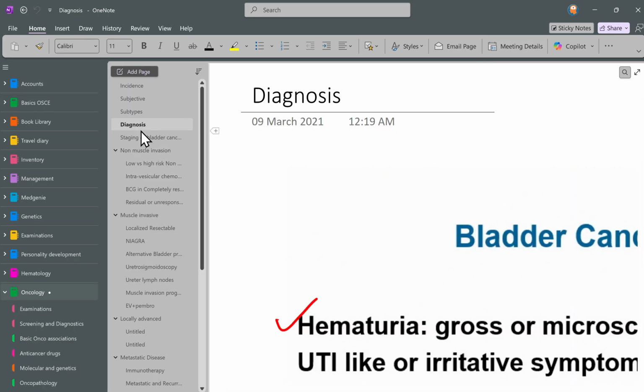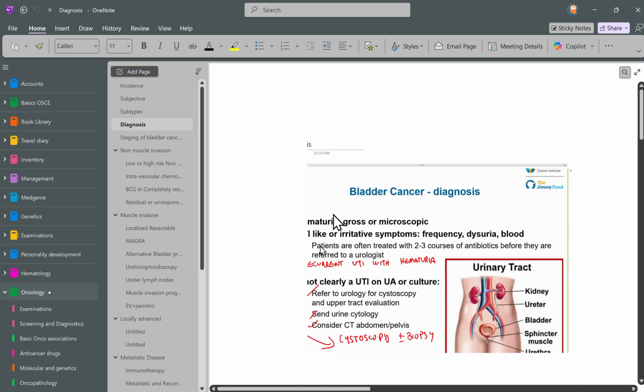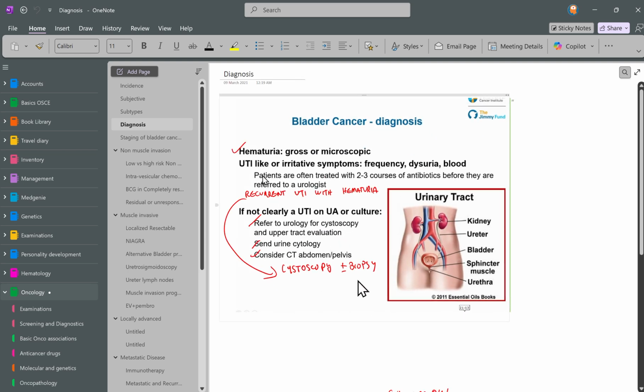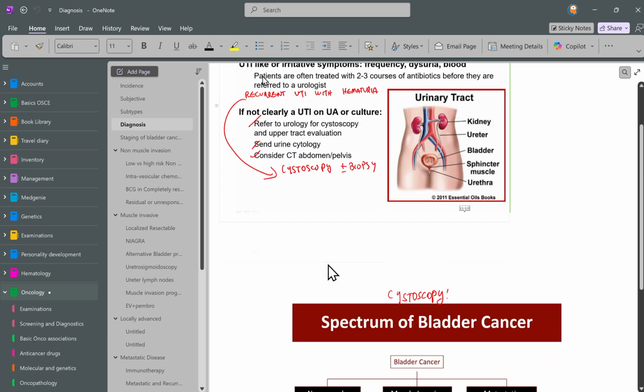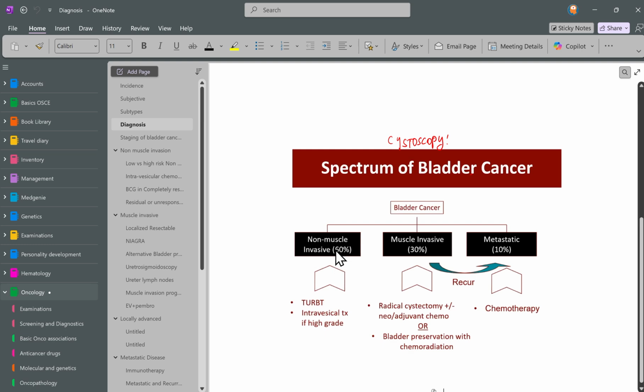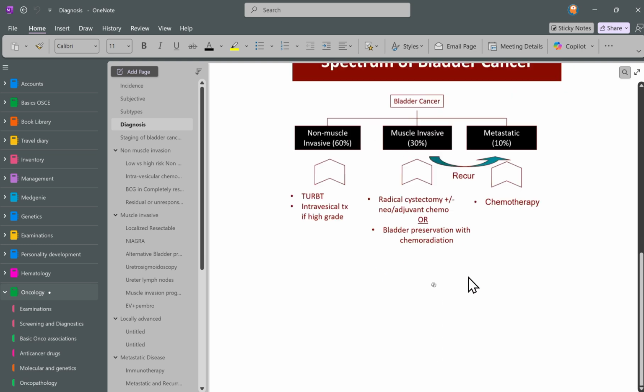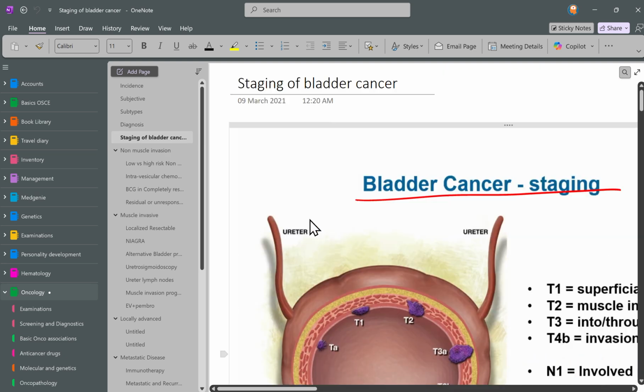Now, bladder cancer will present with hematuria, UTI-like symptoms. You'll do a cystoscopy, and then about 60% of the time it is non-muscle invasive, and the rest are muscle invasive or metastatic bladder cancer. Now, how do you stage bladder cancer?